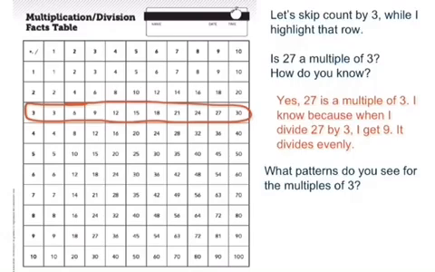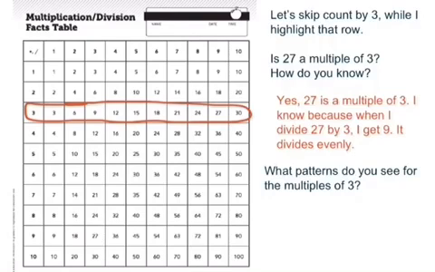Yes, 27 is a multiple of 3. I know because when I divide 27 by 3, I get a whole number, 9. So therefore it divides evenly, right? I don't have anything left over. If I tried to say 28 is a multiple of 3, I would be wrong, because if I divided 28 by 3, I would get 9 with 1 left over, a remainder. If it has a remainder, it isn't a multiple. Does that make sense?